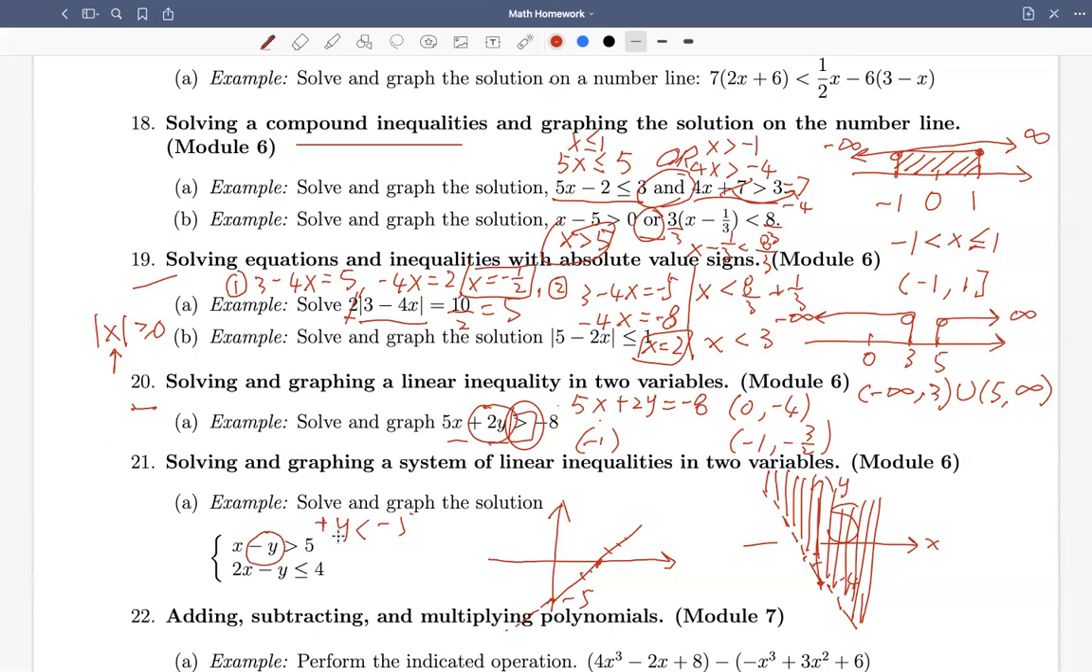Let's see if it makes sense. So negative y greater than something means positive y less than the same thing. So if it's less than, I shade below the line, which means all the y values less than the y value on this line are in my solution set. So that's the first one. For the second one, I also draw the line. Let me change my color to blue so we can tell which is which.